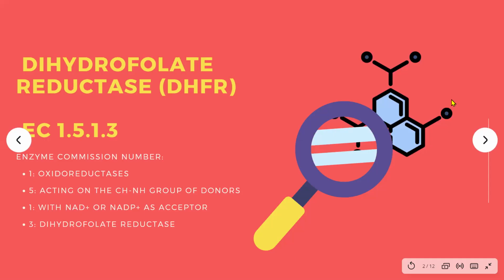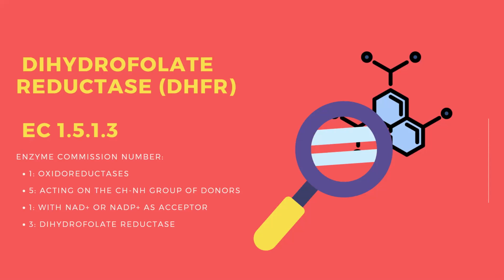Dihydrofolate reductase, also known as DHFR. EC 1.5.1.3 is the nomenclature for dihydrofolate reductase. It is a monomeric enzyme responsible for the reduction of dihydrofolic acid into tetrahydrofolic acid.